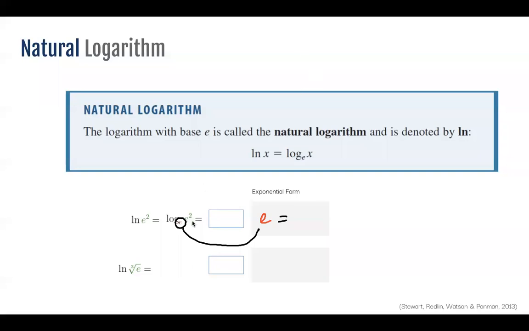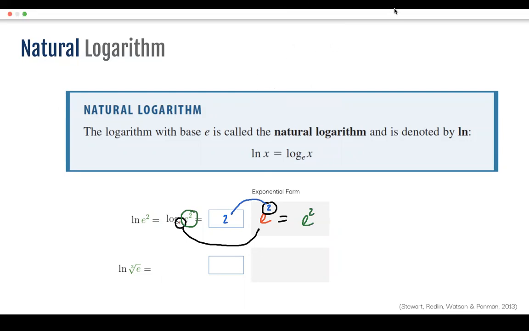the argument, the part that you have in green over here. So you're going to write e squared, and you want to find the exponent over here. So what's that exponent? I just need a 2 for them to be equal to each other. So the output needs to be 2. And that's pretty much it with the natural logarithm.